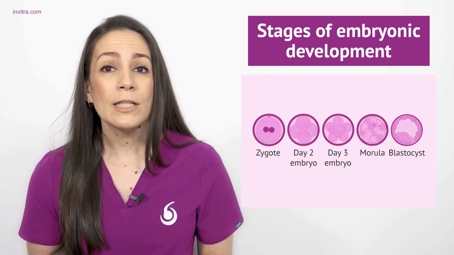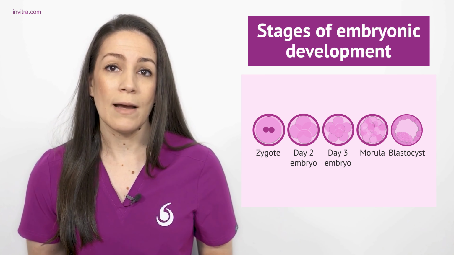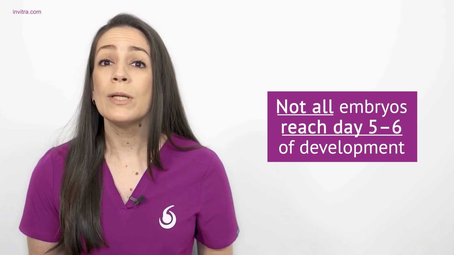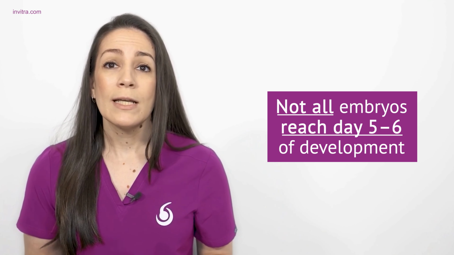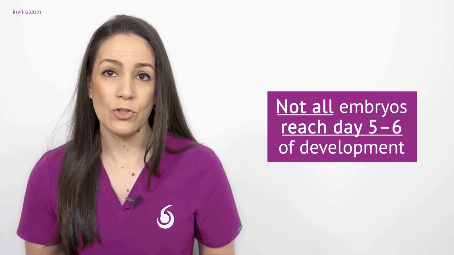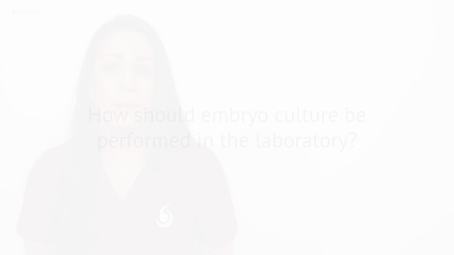Embryos that reach this stage with good morphological characteristics have a high likelihood of implanting. However, not all embryos reach day 5 or 6 of development. There are several reasons why embryos may stop at any point in their development, but the most common reason is that embryonic development is halted due to some genetic anomaly within it.